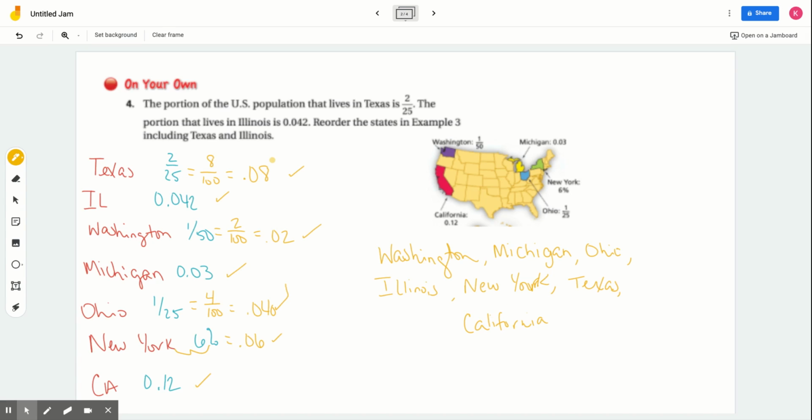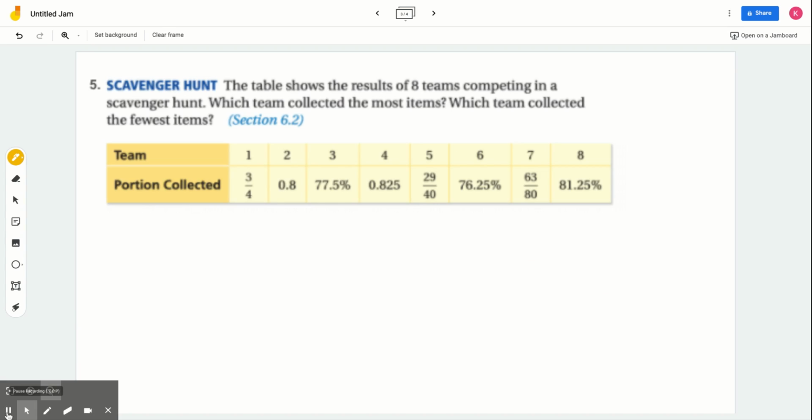So see here how we had to convert them all to the same type of number, either a decimal, a percent, or a fraction with common denominators in order to compare them. In number 5, it says the table shows the results of 8 teams competing in a scavenger hunt. Which team collected the most items? Which team collected the fewest items? So again, we need to convert all of these to the same format. So I would choose in this problem to convert to decimals.